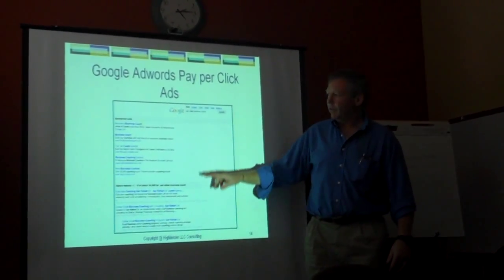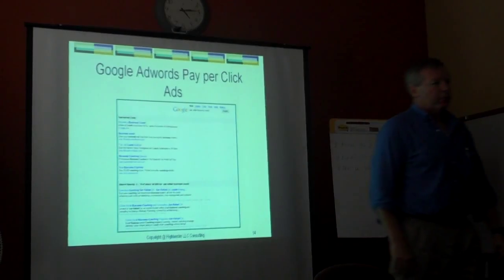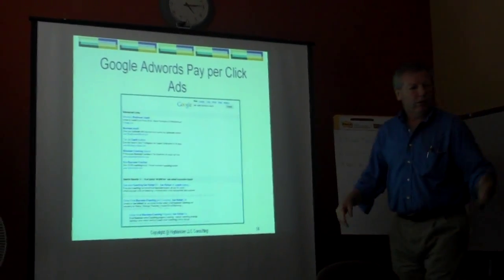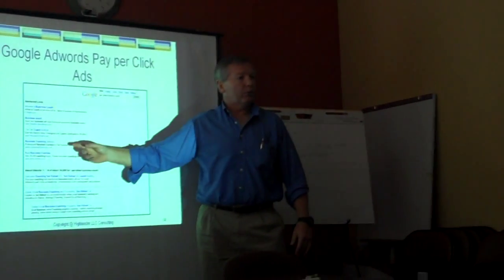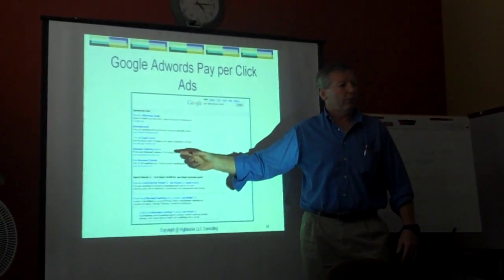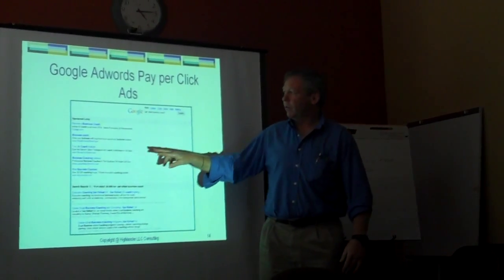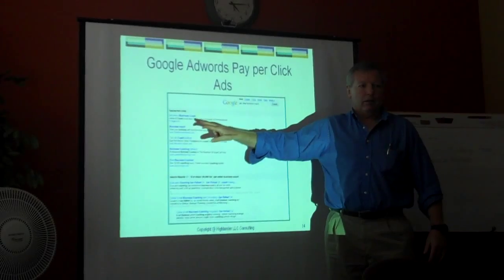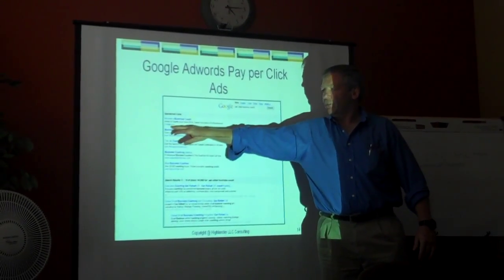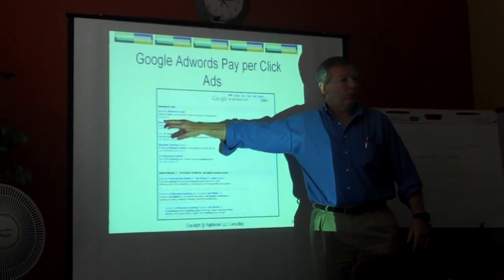Any one of you guys could put out a pay-per-click ad just by going to Google AdWords, right? So when somebody clicks on that ad, that person is then directed through a link to your website.